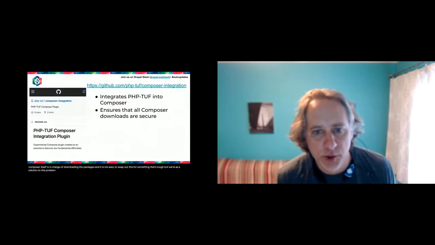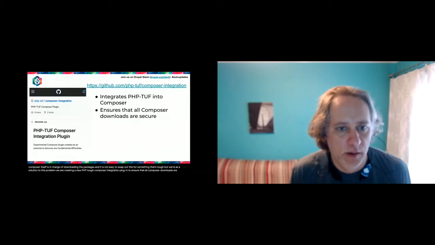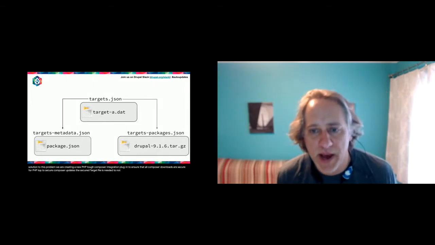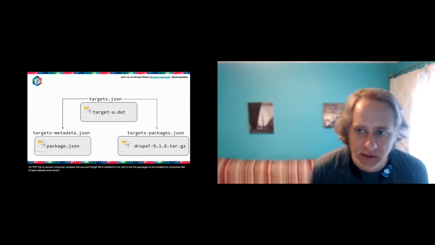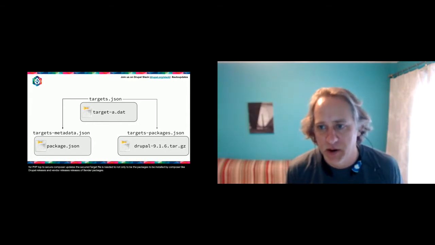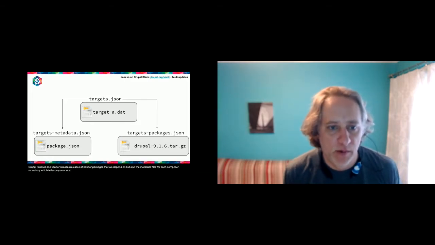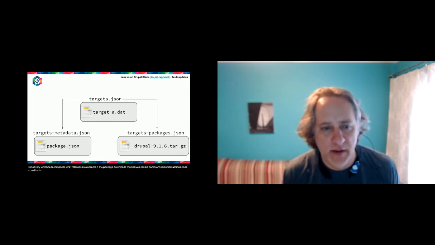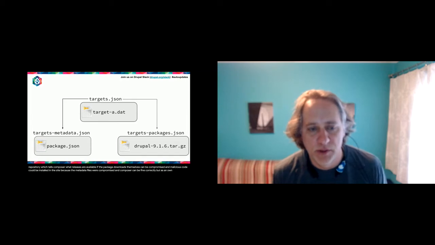As a solution to this problem, we are creating a new PHP TUF Composer integration plugin to ensure that all Composer downloads are secure. For PHP TUF to secure Composer updates, the secured target files need to be not only the packages to be installed by Composer, like Drupal releases and releases of vendor packages that we depend on, but also the metadata files for each Composer repository, which tells Composer what releases are available. If the package downloads themselves can be compromised, then malicious code could be installed on the site. If the metadata files were compromised, then Composer could be tricked into installing an older package that is signed correctly but has a known security vulnerability.